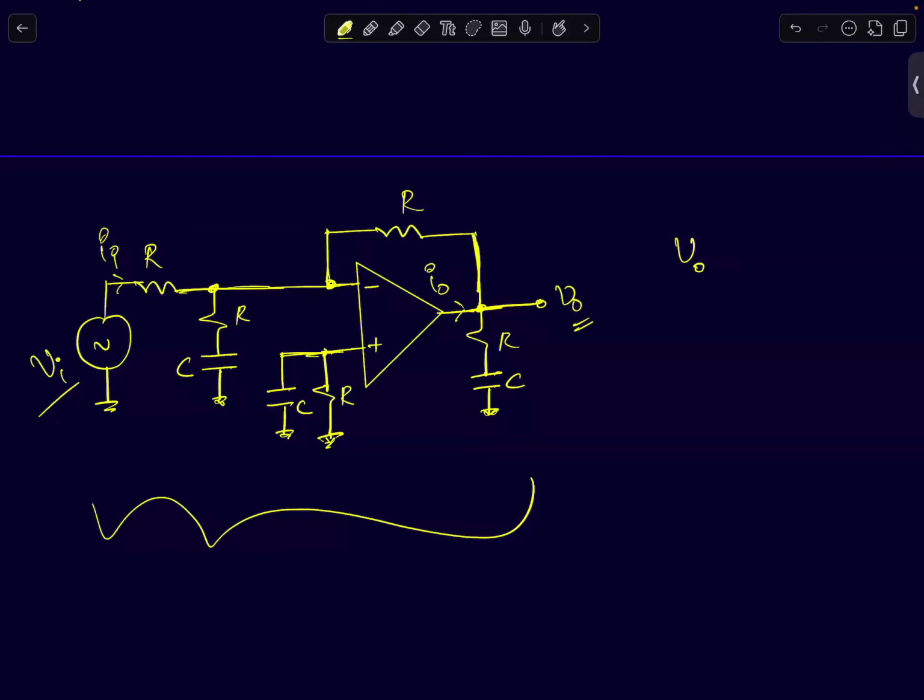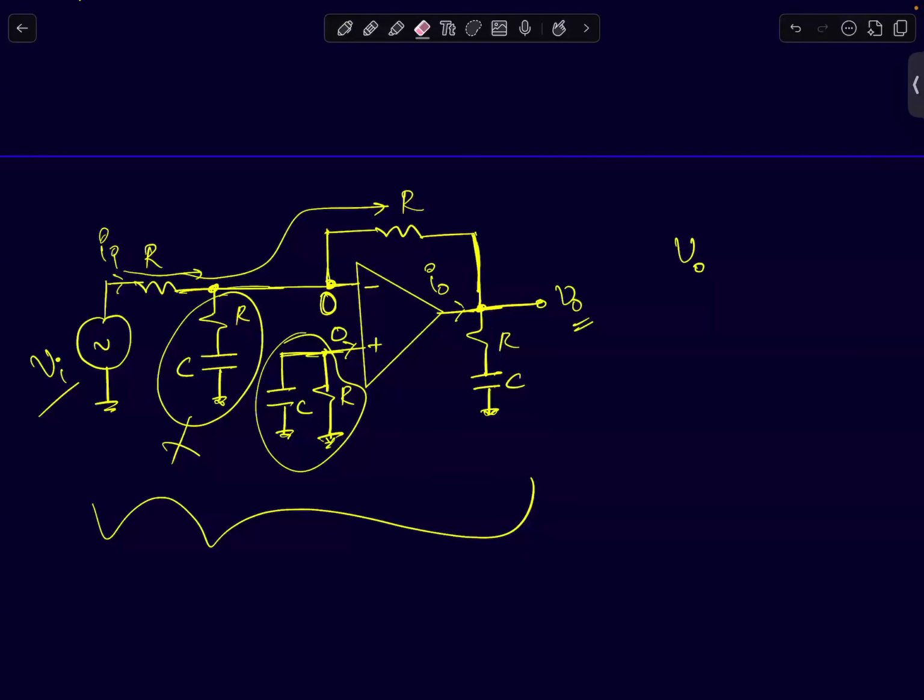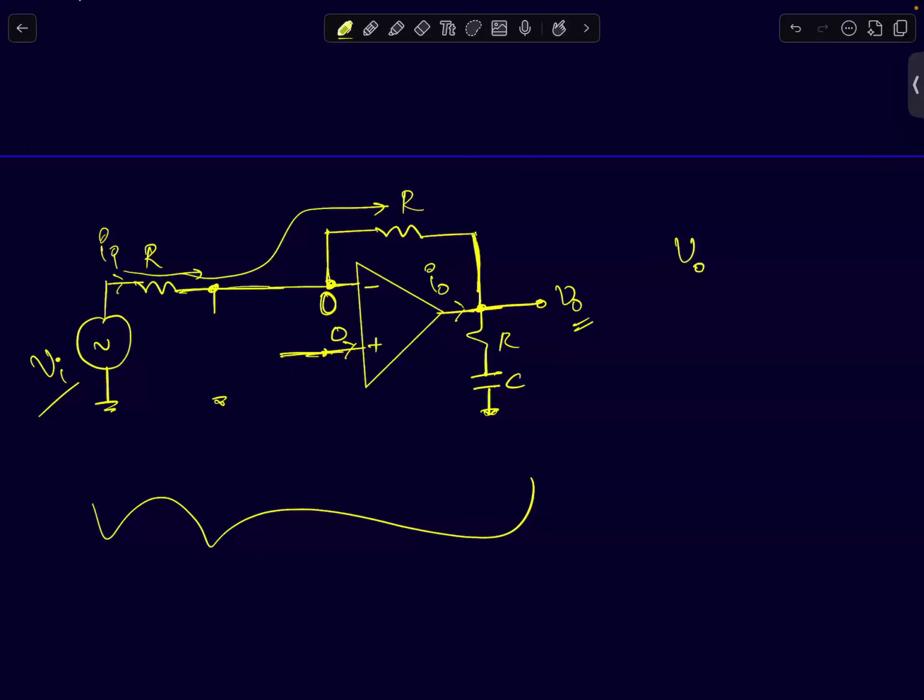Minus Vi. This node is at 0 because no current flows through this. So even if you connect some impedance here, it doesn't matter. If this node is at 0, then this impedance doesn't matter. Whatever you connect here, any current that's going to flow here will flow through this. Even if I connect RC, whatever impedance, it really doesn't matter. So I can remove this and treat this as ground. And that will be V naught equals minus Vi. It's an inverting amplifier with a gain of -1.